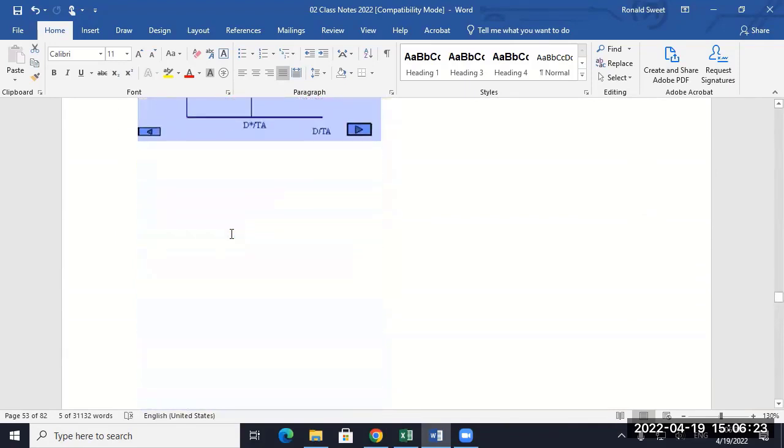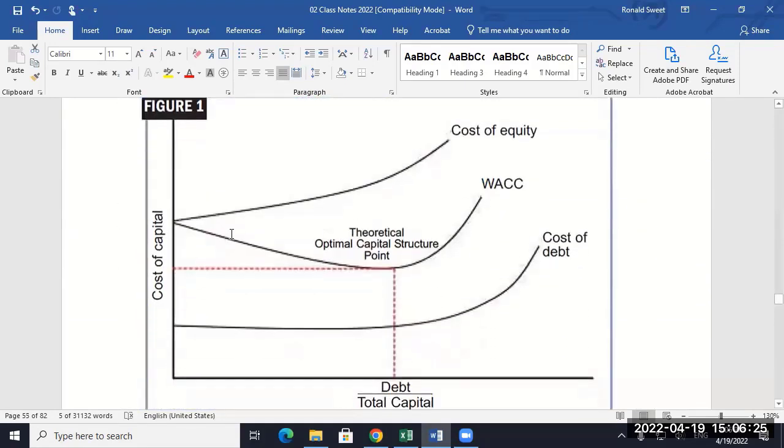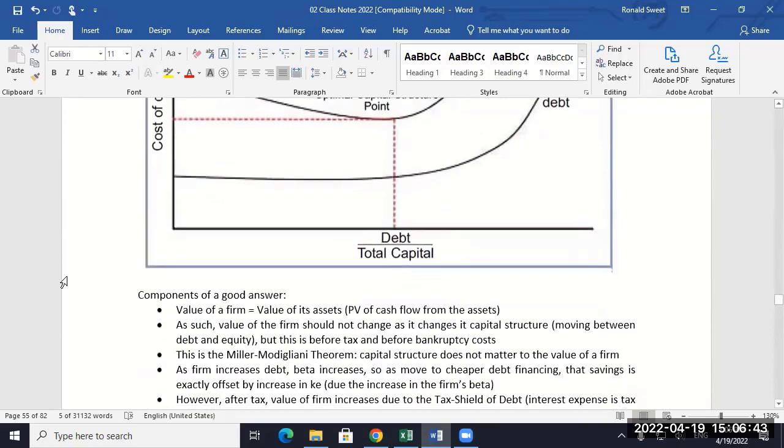All right, so that's optimal capital structure. Well, here's another one. I think that's the exact one I just showed y'all. Optimal capital structure: cost of equity goes up, cost of debt stays pretty flat for a while, and then it starts jumping up. But then your cost of capital comes down because of the tax shield, and then goes up because of the distress cost.